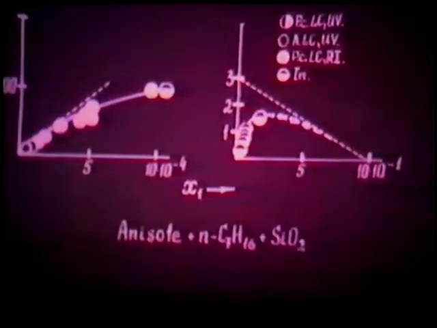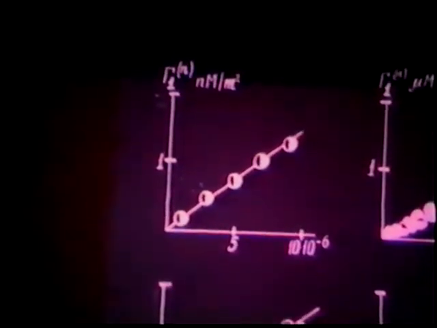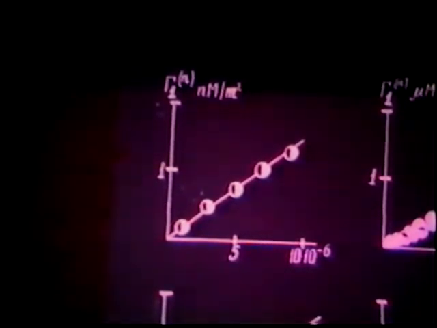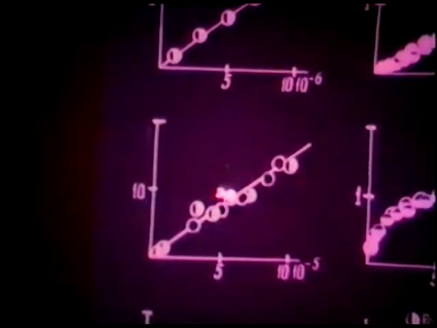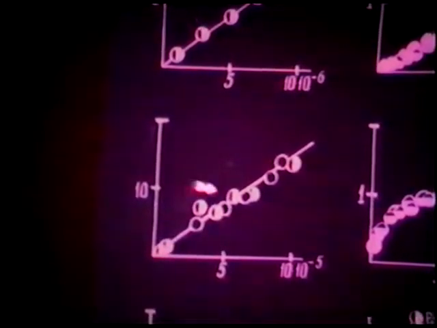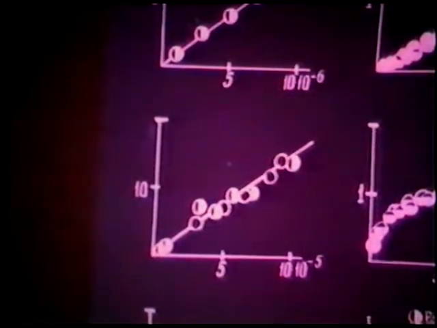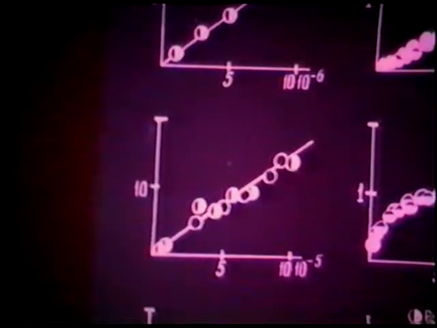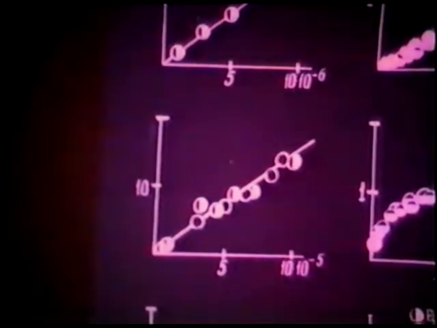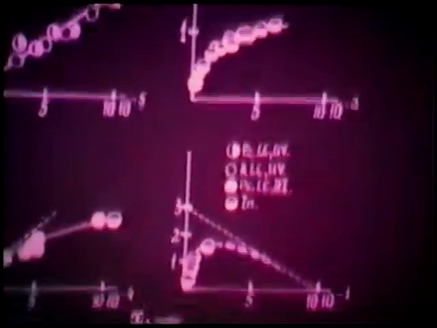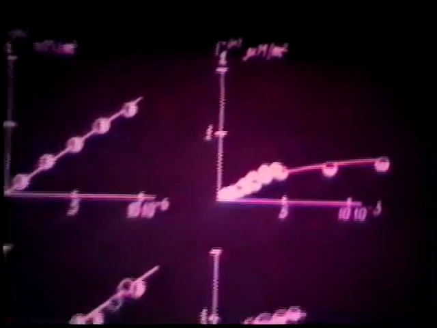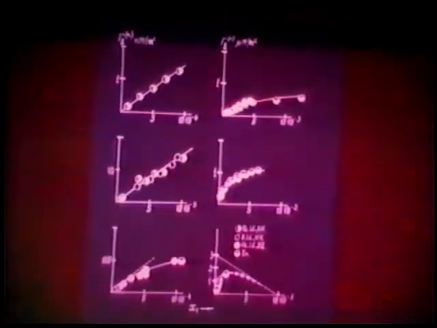Here we have the initial part of the isotherm, which was obtained by the chromatography method. Here there are the points which were obtained by chromatographic methods, and the points which were obtained by the static method. And here are the parts of isotherms at larger concentrations.